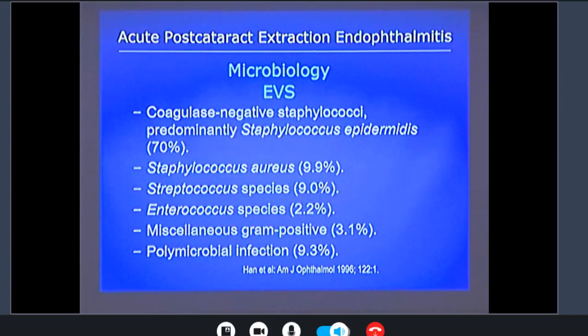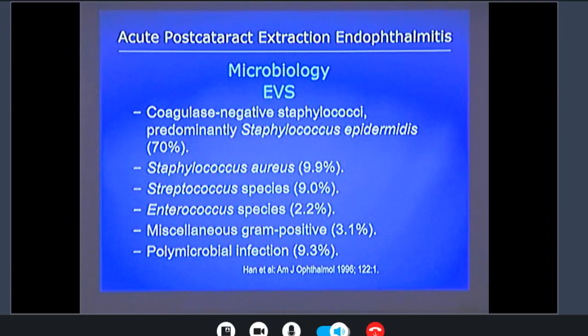So the bacteria causing post-traumatic endophthalmitis tends to be more aggressive, more virulent compared to post-cataract endophthalmitis. And that's why the indications to do vitrectomy that came from the Endophthalmitis Vitrectomy Study, which dealt only with post-cataract endophthalmitis, cannot be applied to post-traumatic endophthalmitis. Is that clear?